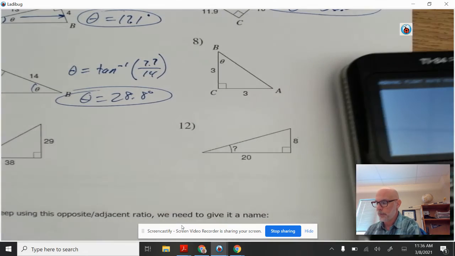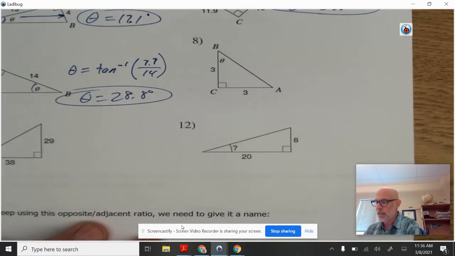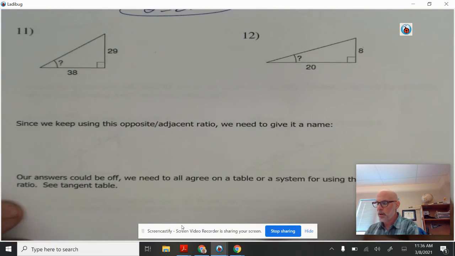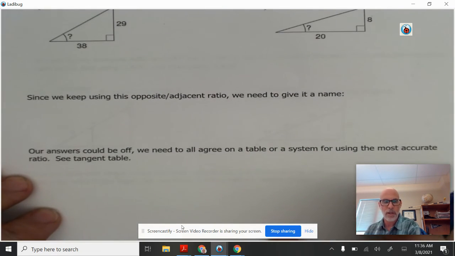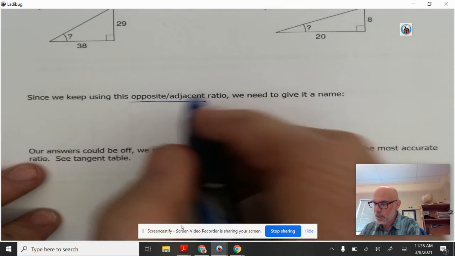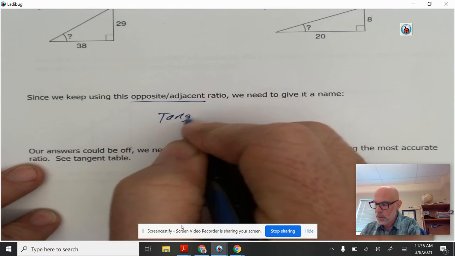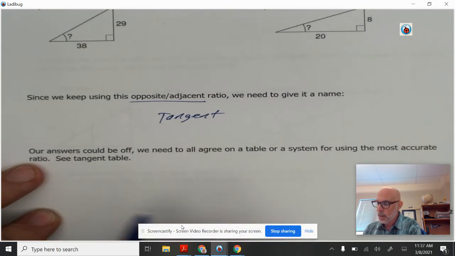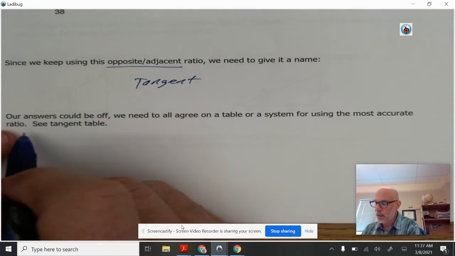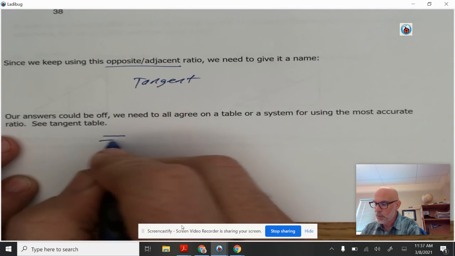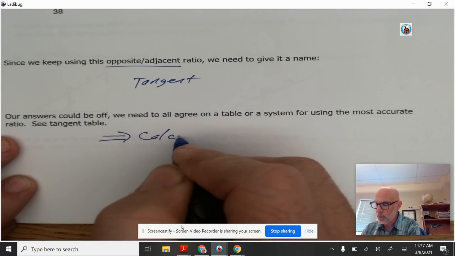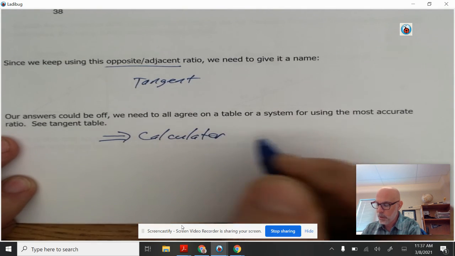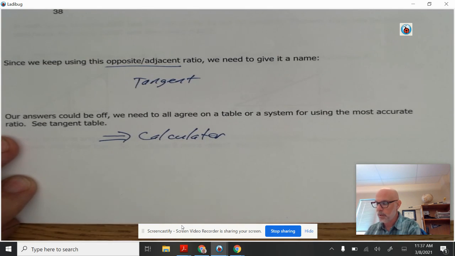All right, that is the inverse tangent. And then I think we've answered these other questions. This opposite to adjacent ratio is called the tangent ratio. So we're not going to use a table. We are going to use a calculator. That's how we're all going to be accurate and be on the same page. All right, very good.